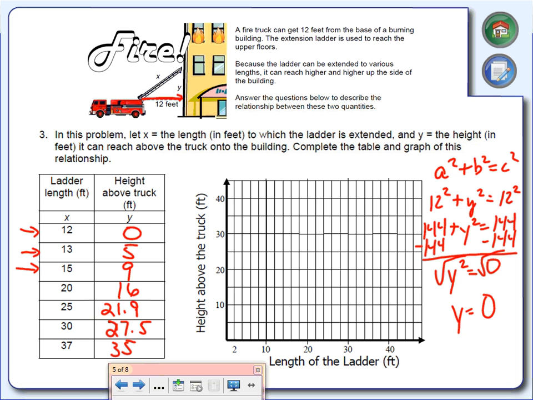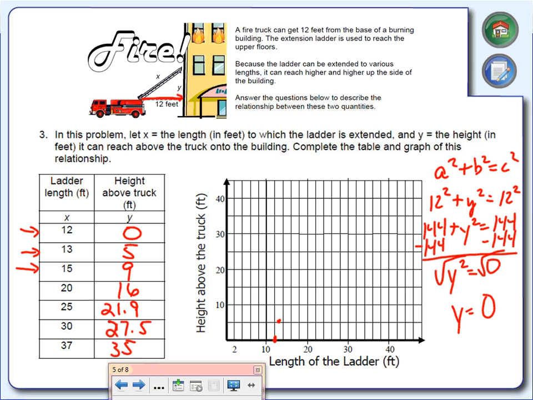35. Okay, now that we've got the table filled out, we're going to go ahead and plot these points. Now, be careful over here on the x-axis. Notice they are counting by 2. On the y-axis, notice they are counting by 5. So we're going to start by plotting the ordered pair (12, 0), which would put it right about here. There's (12, 0). Now we're looking for (13, 5). (13, 5) is going to be right about here.